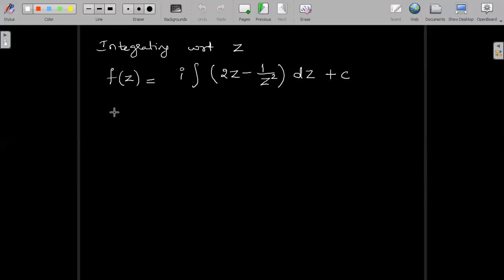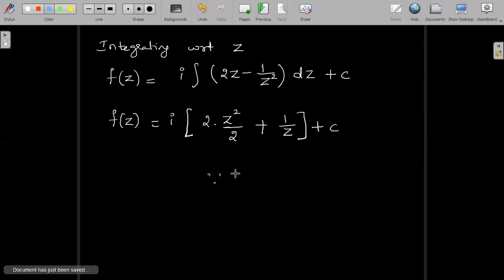So f of z is equal to i into the integration of 2 into z, which is 2 into z square divided by 2, minus the integration of 1 by z square, which is minus 1 by z. So minus of minus becomes plus 1 by z. How did we obtain the integration of 1 by z square? It is z power minus 2 in the numerator. The integration of z power n is z power n plus 1 divided by n plus 1. So for z power minus 2, you will get it as, I'll just show it here in the rough work.